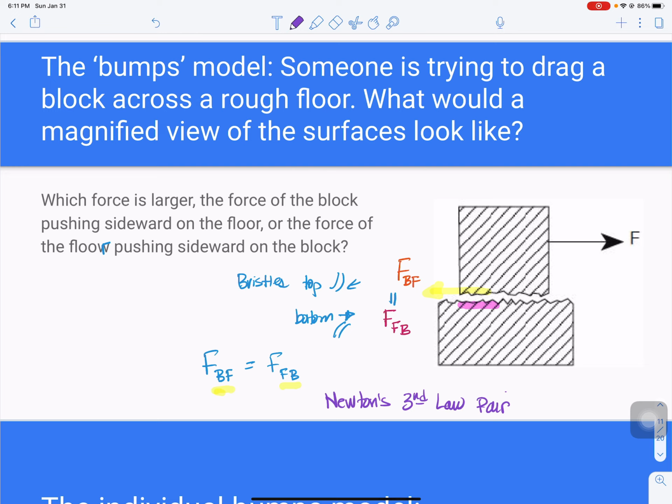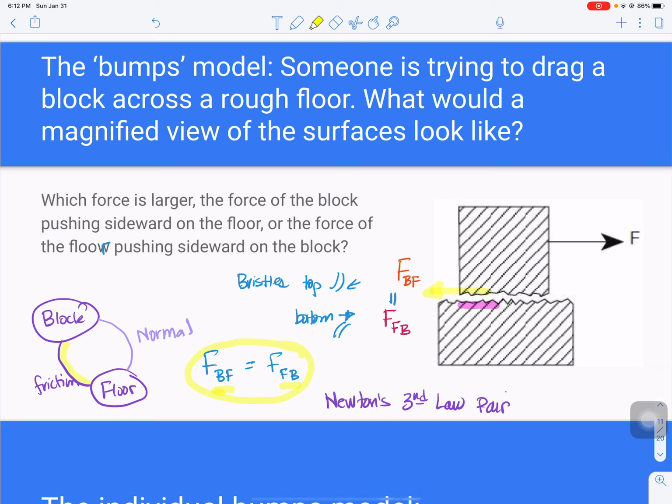If I'm thinking about a schema, I've got the block and I've got the floor, and one of the interactions is friction. The other one, I'll just draw it in to be complete: there's normal, and I'm ignoring the earth right now. We're not doing a complete schema. All we're doing is pointing out that this interaction right here where I've reversed the letters, it's the same interaction. We're just looking at the two different objects.